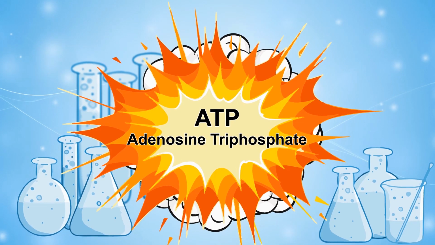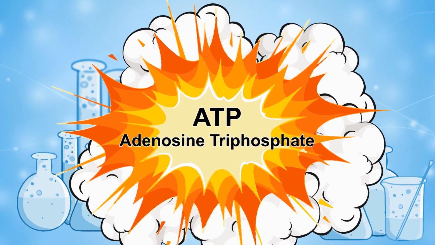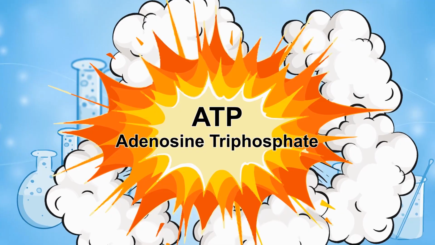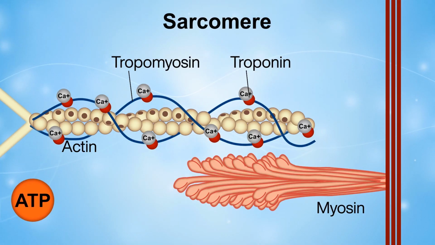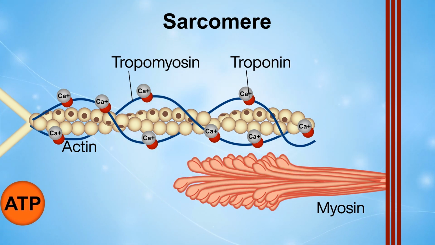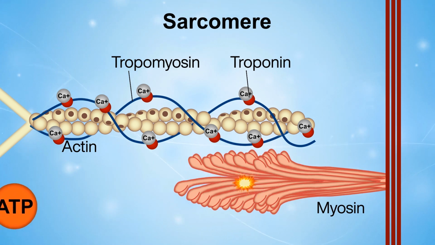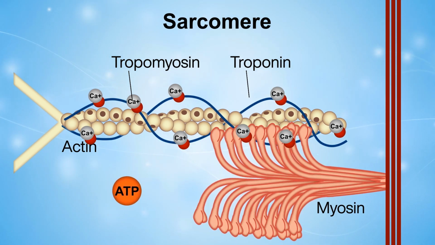Myosin needs energy to bind successfully to actin. In human cells, ATP provides the energy needed for cells to function. During muscle contraction, ATP molecules bind to myosin and break into byproducts of ADP and a phosphate. When ATP breaks, enough energy is released for the myosin to extend forward and grab onto the actin strand.